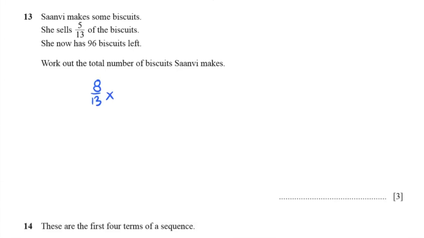Of the original amount. So that's the number of biscuits, right, that she made. Let's just call it B, is equal to what she has left, which is 96. So if we can come up with an equation like that, we can just solve it. The number of biscuits, B, is equal to 96. We're going to multiply by 13, divide by 8, which of course gives us 156. Use your calculator, make your life easy.